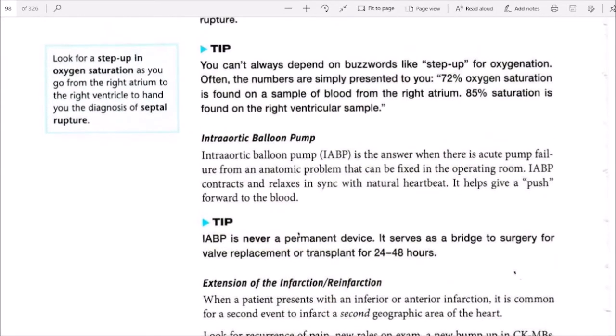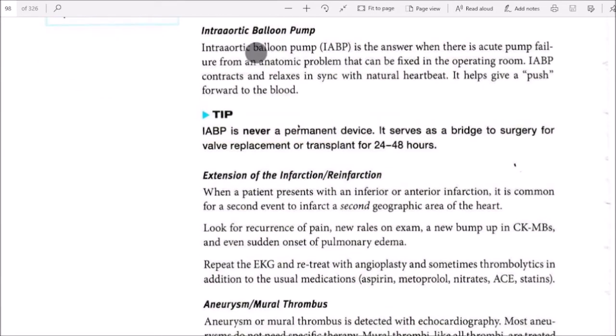Intra-aortic balloon pump. Intra-aortic balloon pump (IABP) is the answer when there is an acute pump failure from an anatomic problem that can be fixed in the operating room. IABP contracts and relaxes in sync with the natural heartbeat. It helps give a push forward to the blood. Tip: intra-aortic balloon pump is never a permanent device. It serves as a bridge to surgery, such as valve replacement, or transport for 24 to 48 hours.